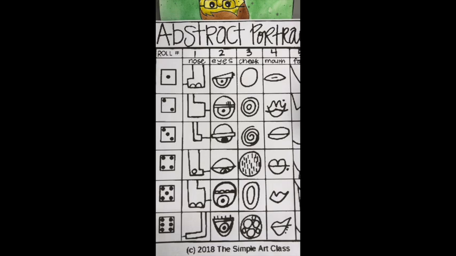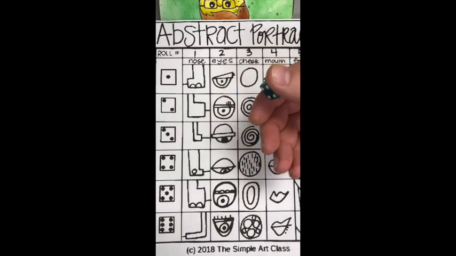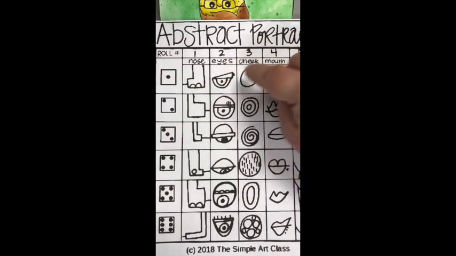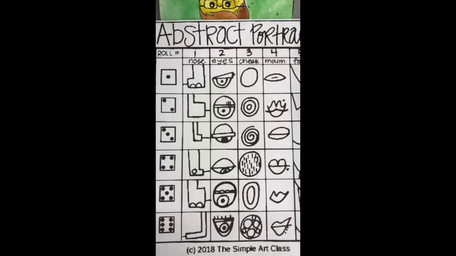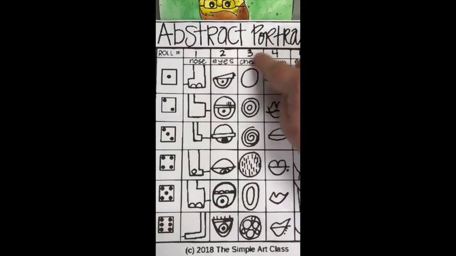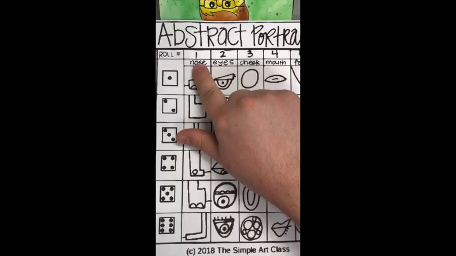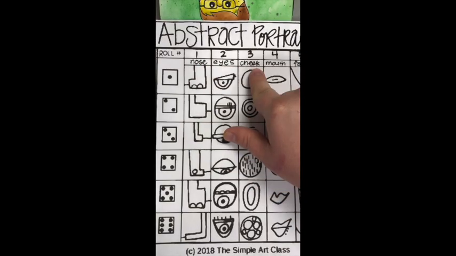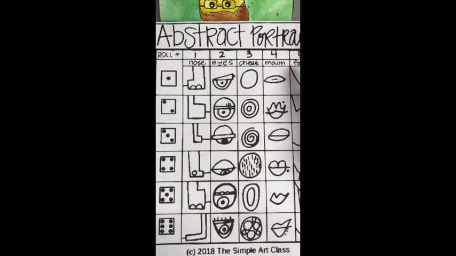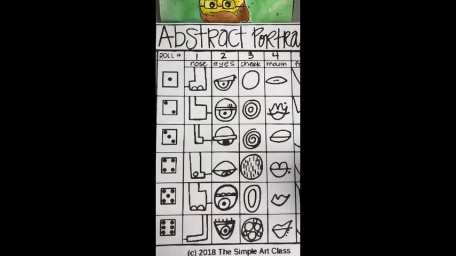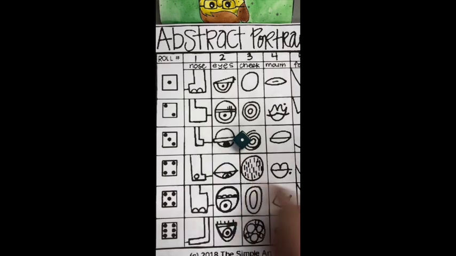So I'm gonna go ahead and roll the dice and see where it lands. And it's gonna tell me, whatever side I land on, what part of my portrait I have to draw. So I'll go ahead and go in order. It tells me to go with the nose first, then the eyes, then the cheeks, then the mouth, and then the face. So that's what I'm gonna start with. So I'm gonna go ahead and roll. Look at that. I rolled a 1. So that means I gotta draw that nose.